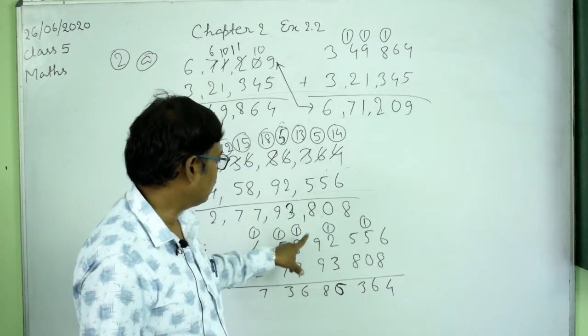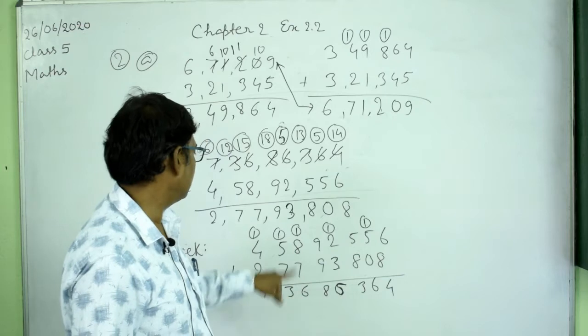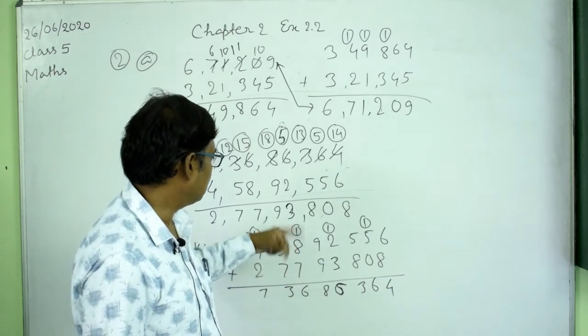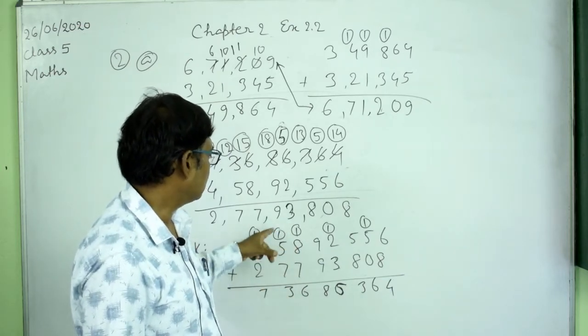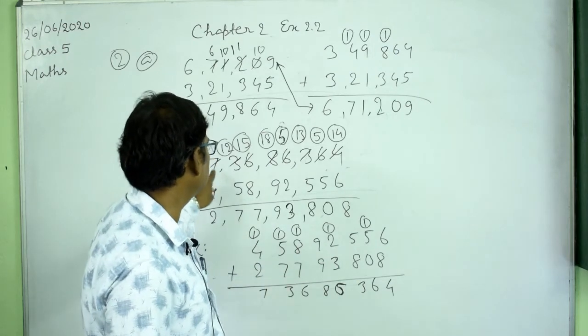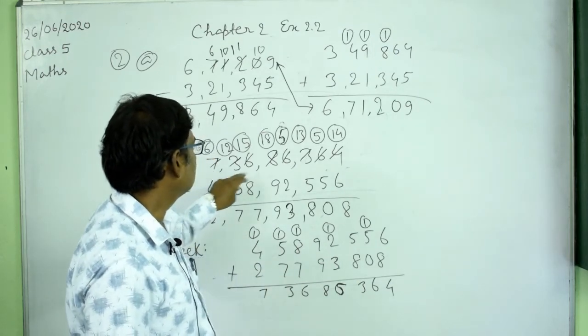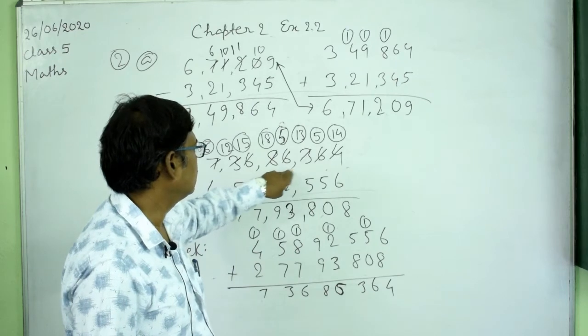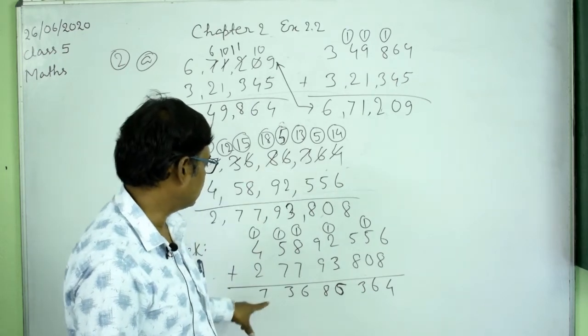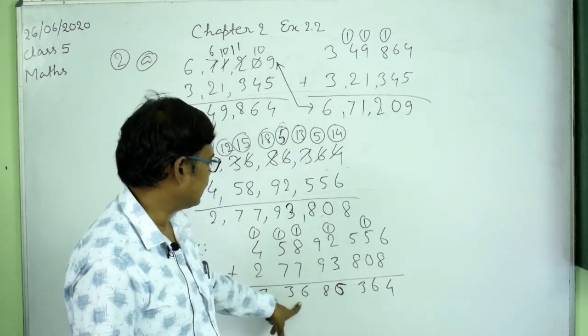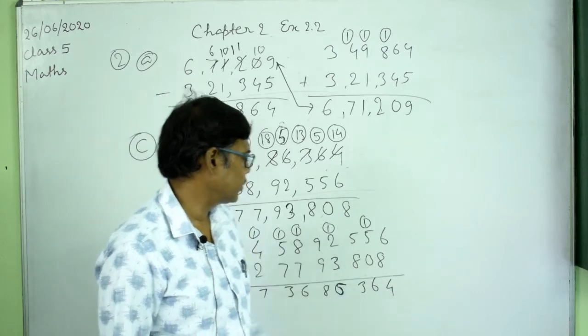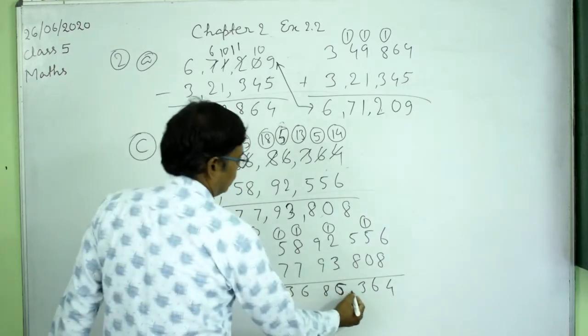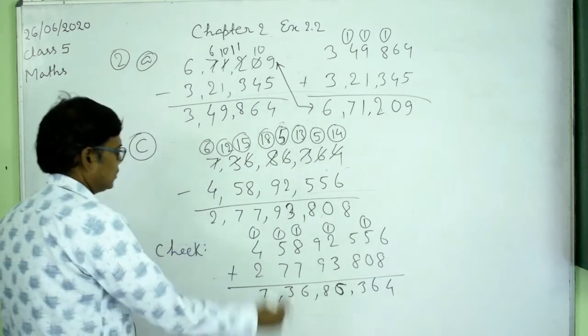See, now 9 plus 9 is 18, then here carry 1, then 8 plus 1, 9 plus 7, 16, and then again this, so now it is correct. Now see here that it is 7 crore 36 lakh 86,364 here, and also here 7 crore 36 lakh 86,364. So now both are correct. So this is the check.